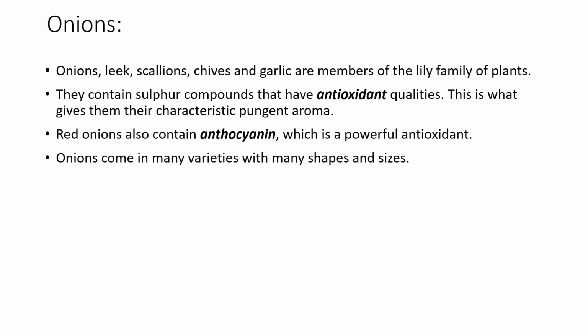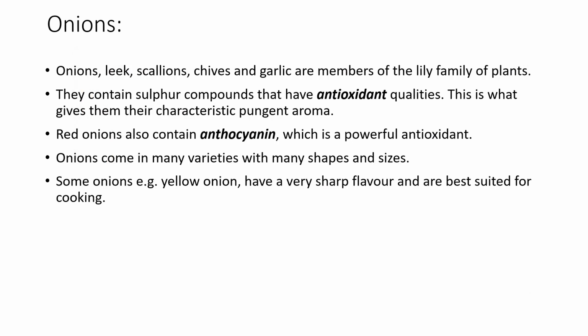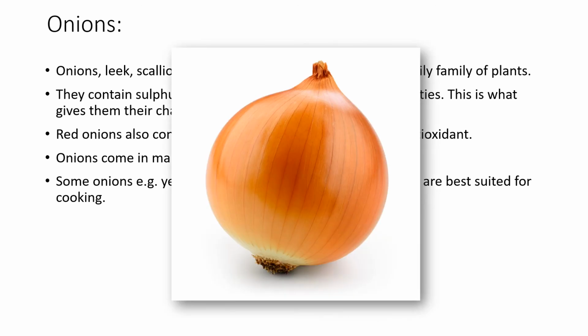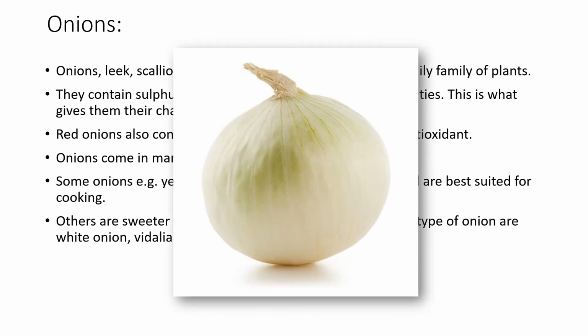There's a huge variety of onions, various shapes and sizes. Those are just a few examples of different shapes and sizes of onions that you can get. Some onions have a very sharp flavor. They're best suited for cooking, such as the yellow onion or cooking onion. And others are sweeter and they're best eaten raw. So, for example, the white onion, the Vidalia onion, the red onion. If you want to serve a raw onion on a dish, they're a little bit sweeter, not quite as sharp.